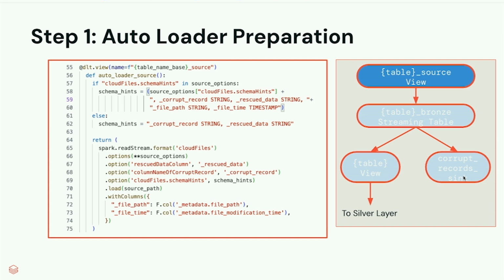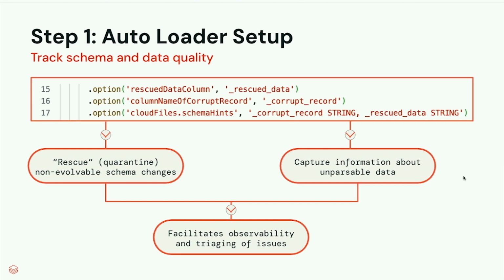the specific parts. First, we want to track any unexpected schema changes or corrupted data in the rescue data column and the corrupt record columns. Sandip already talked about how rescue data column is used in connection with autoloader schema evolution. I suspect that many of you are already familiar with it. And for dealing with unparsable corrupted data, there are generally two options. One is the bad records path option. The other one is the column name of corrupt record option.